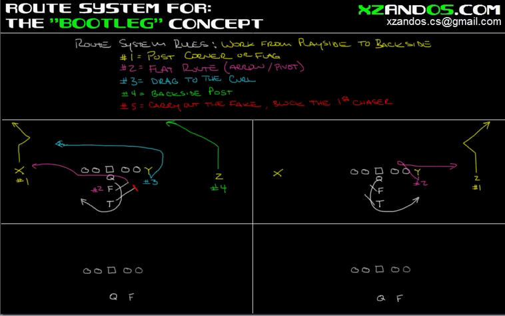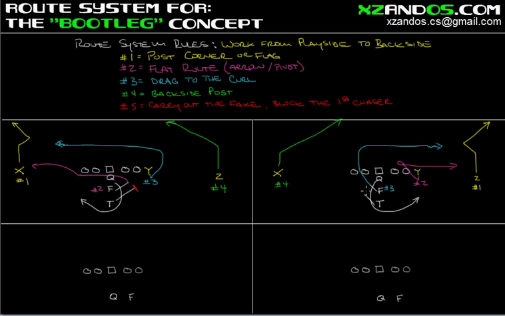Number 3, in this case, would be the fullback. And the fullback is going to get out of the way, try to get through the line as soon as possible in a hurry, and he's going to run that drag to the curl, and he's going to settle down in the curl. Number 4 is the backside post from play side to backside. So now the X is number 4. He's going to run the backside post, which is a lot of times the money ball, as I said in the previous diagram.